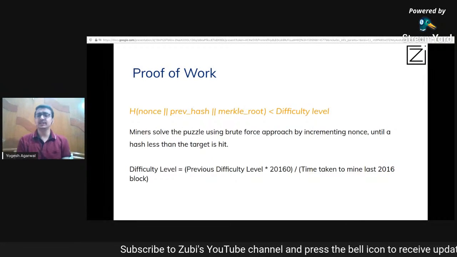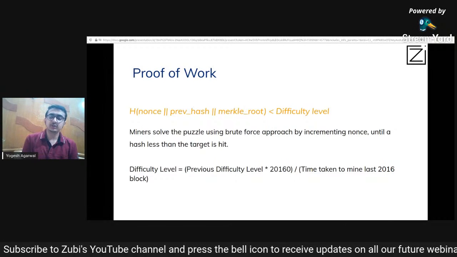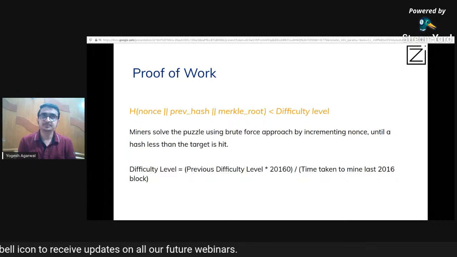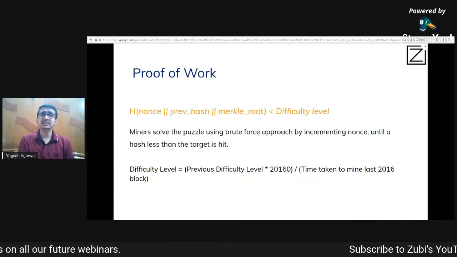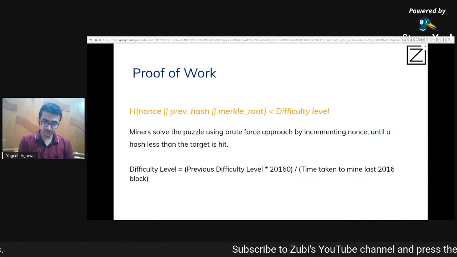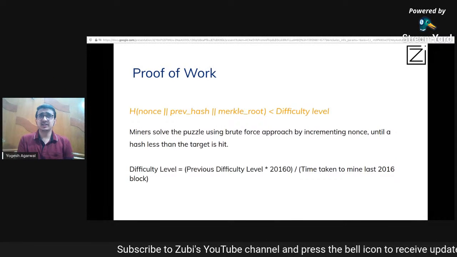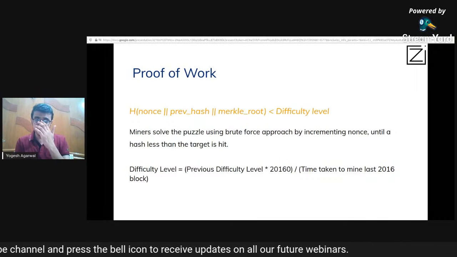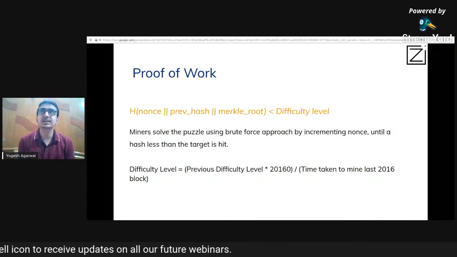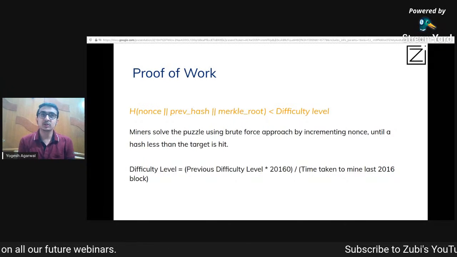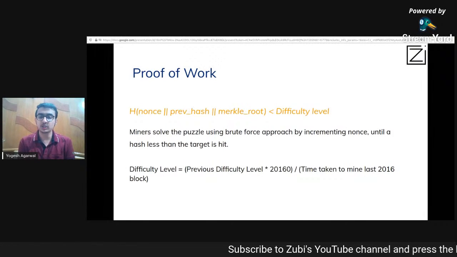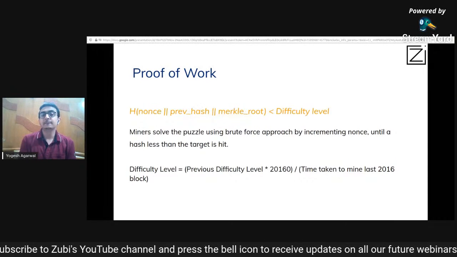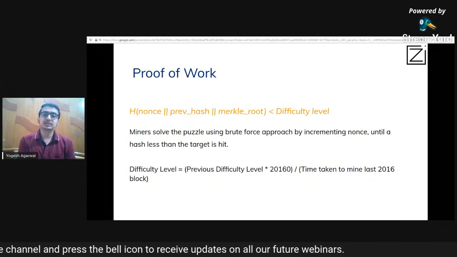So what is the difficulty level? If we talk about Bitcoin, the difficulty level is a number that is used to manage how many blocks are being mined, what the speed is, and how much the difficulty is, in other terms. For example, you can consider the difficulty level as a dartboard. As we make the dartboard smaller, it becomes difficult to hit the dart on the target, right? Similar is the difficulty level.